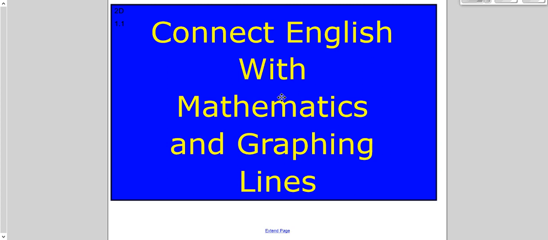So let's start Unit 1 now, which is going to be all about linear systems. The word linear, of course, means lines. And so it's going to be a whole chapter devoted to solving when we have more than one line, either on a graph or as a system or in a description or something. So let's begin with just connecting English with mathematics and doing some graphing of lines.